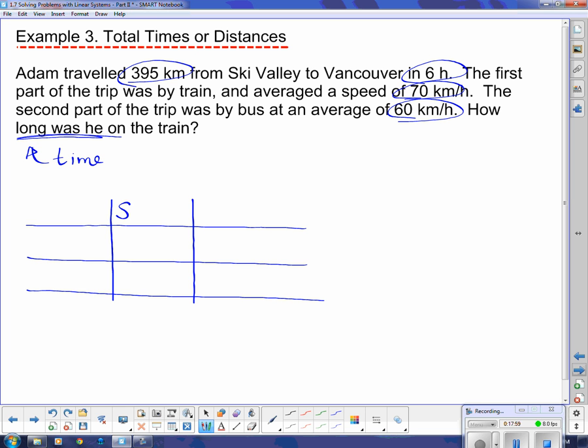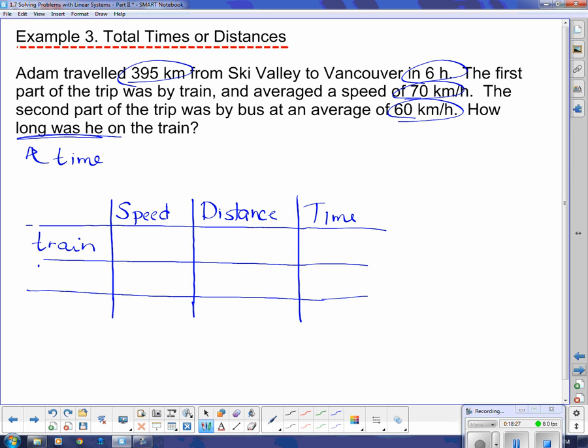And across the top, we're going to have speed, distance, and time. But we have one other piece of information than we had before. I've got two parts of the trip like I had before, with the current and against the current, but this time we just have part one and part two, or train and bus. But it also gives us some information on total. So if I have some information on total, I need to include a section in the chart for total.